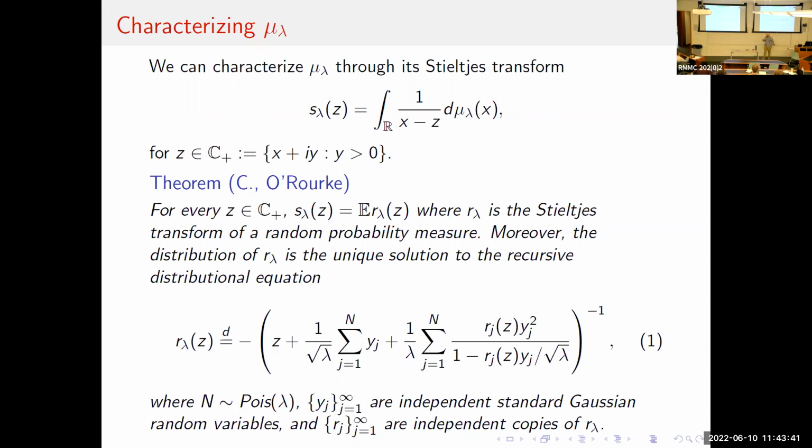Okay. So what is the recursive distributional equation? Well, the distributional equation is easy. You build a random variable according to the rules on the right. It's equal in distribution to the random variable on the left. Okay. In what sense is this recursive? The way you want to think about it is that these Poissons and these Gaussians are just part of some transform that takes a distribution on Stieltjes transforms to a distribution on Stieltjes transforms. So you feed in copies of a random Stieltjes transform and you get another random Stieltjes transform. And then the unique fixed point, that's the distribution of R_lambda. Yeah.